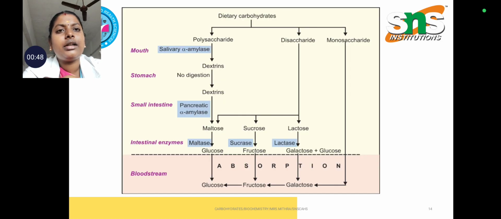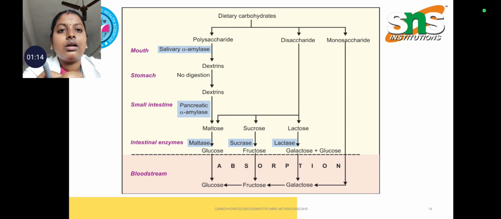And these dietary carbohydrates first undergo digestion in the mouth, where one enzyme acts, that is the salivary alpha amylase, and that further leads to dextrins. In the stomach no digestion will take place, and the dextrins will flow to the small intestine, where one enzyme acts, that is pancreatic alpha amylase.